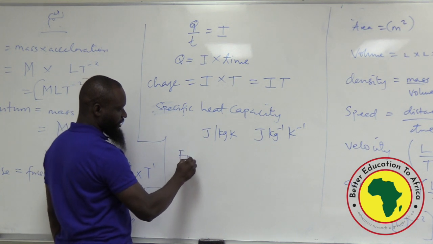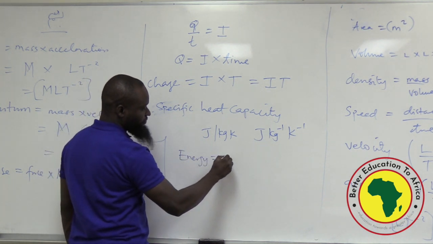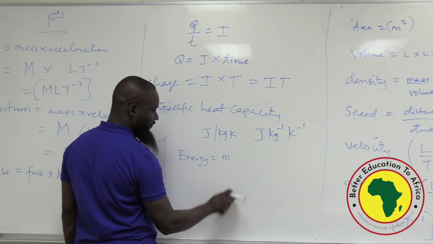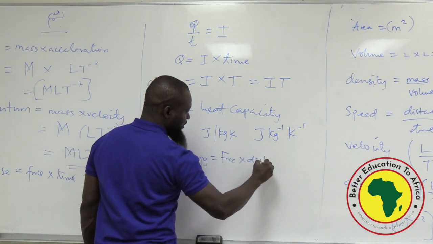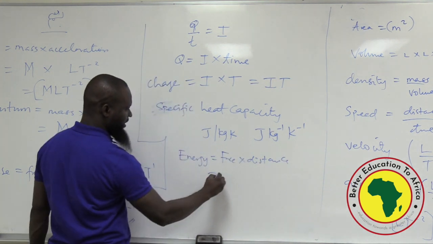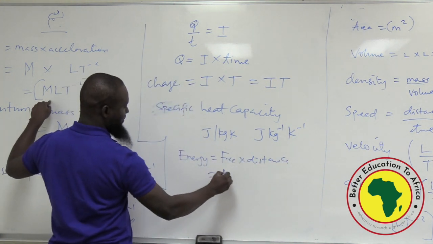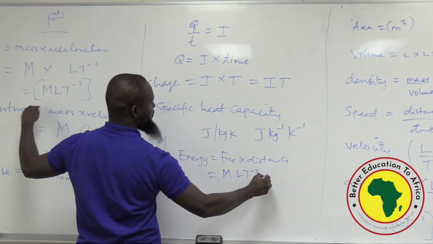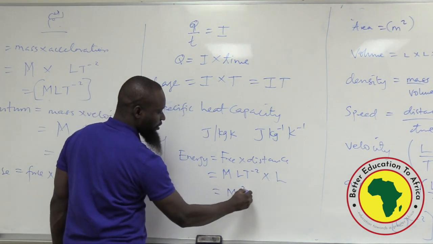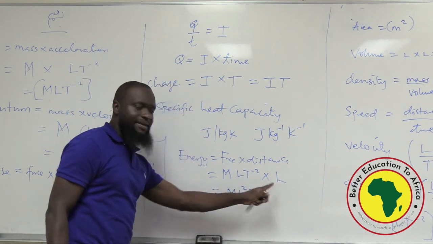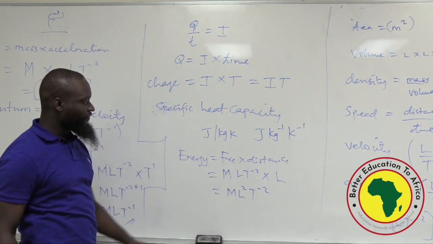The dimensions of energy: energy is force times distance, the simplest one. So let's put energy in dimensions. Force is mass times acceleration, that is M L T minus 2, times distance, another L, length. So it becomes M L squared T minus 2, because L times L becomes L squared. So this is the dimension of energy.